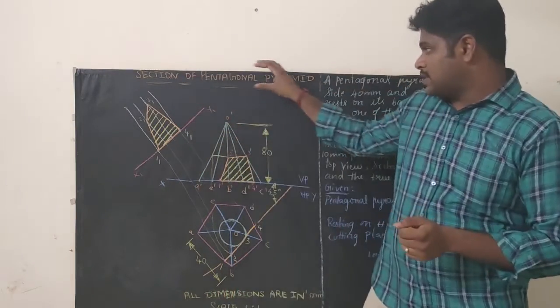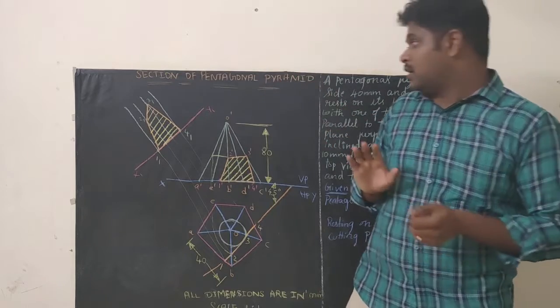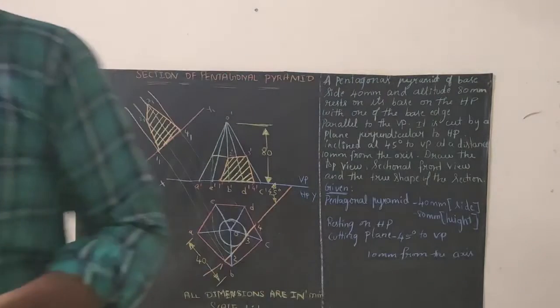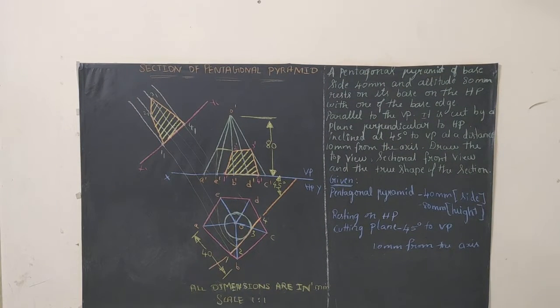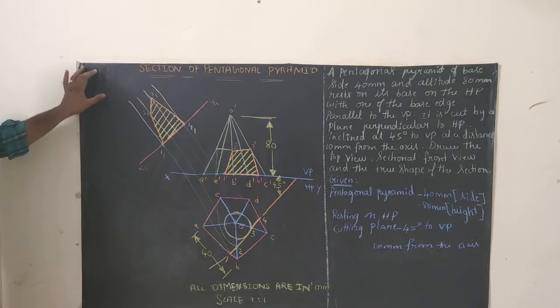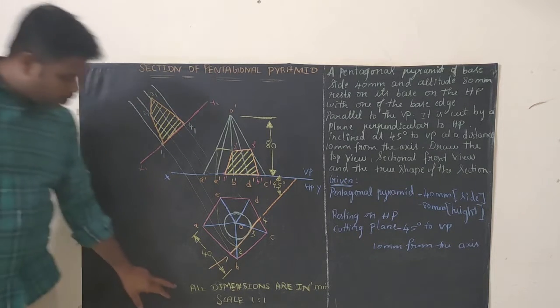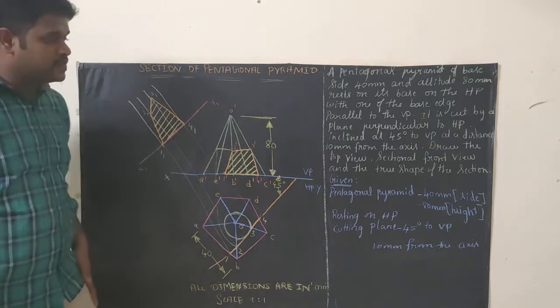So the height of the text, the heading, should be "Section of pentagonal pyramid" in 10 mm, and I think all dimensions won't be visible for you. So this height of the text should be 10 mm, section of pentagonal pyramid 10 mm. Here you need to use a close circle and write the question number, and at the bottom you should write 2 lines. All dimensions are in mm, scale 1:1, height of the text is 5 mm.